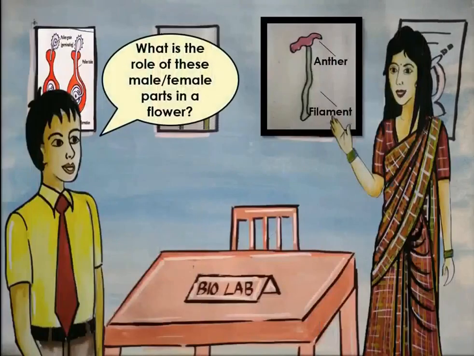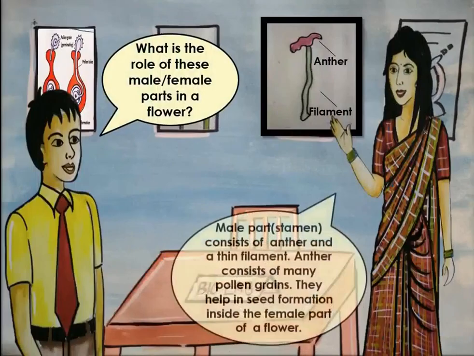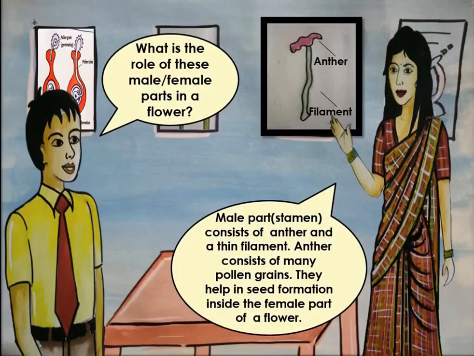Ma'am, what is the role of these male-female parts in the flower? My dear, these parts are very important for reproduction in plants. Look here. This is the male part of the flower, which is called stamen. It consists of anther and a thin filament. Anther consists of many pollen grains. They help in seed formation inside the female part of a flower.